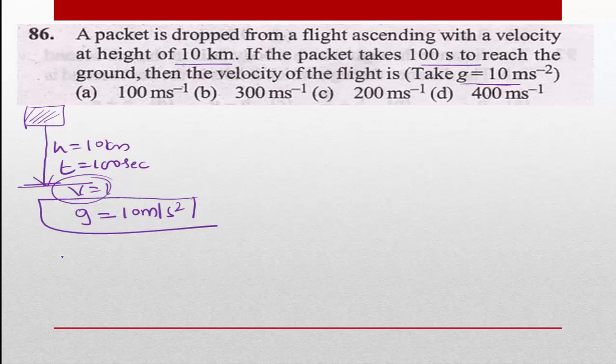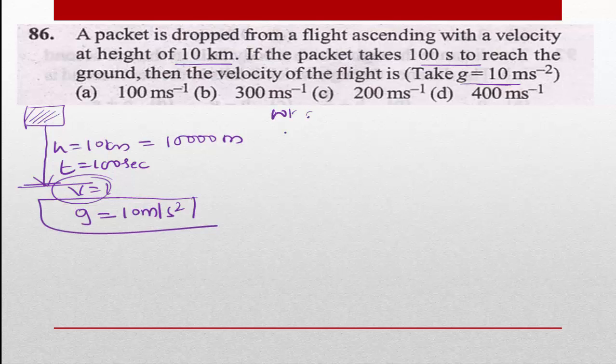G equal to 10 meter per second square. This is the 86th problem. Here g equal to 10 meter per second square. When the packet is dropped from a certain height h equal to 10 km, t equal to 100 seconds. Convert 10 km into meter: 1 km is equal to 1000 meter, so 10 km is equal to 10,000 meter. G equal to 10 meter per second square.